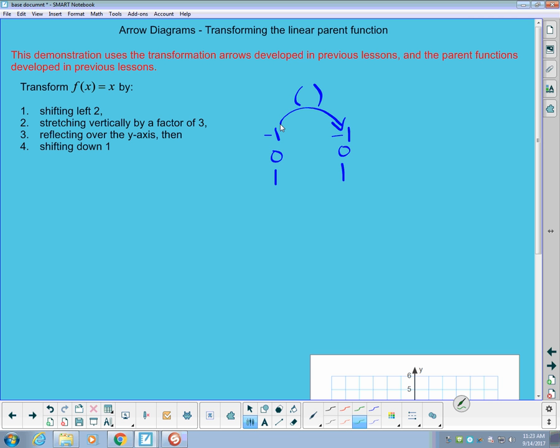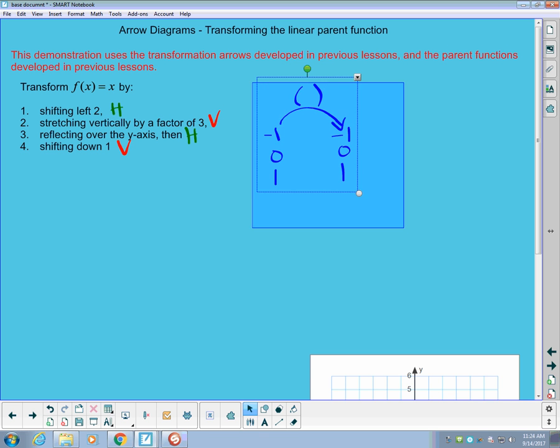And I'm going to start out by going through those and identifying which of those are vertical transformations and which are horizontal. So shifting to the left, that is definitely horizontal. Stretching vertically, it says vertical in there, so that's a pretty good clue that that is vertical. Reflecting over the y-axis, since the y-axis looks like that, if I reflect things back and forth over that, they change their horizontal position. So that is a horizontal transformation. And shifting down one, up and down is vertical. So that's a vertical one.